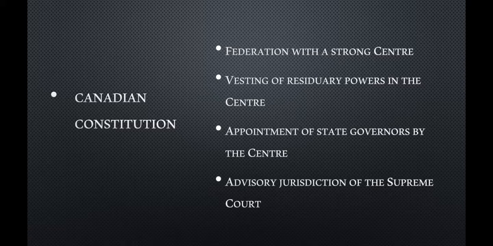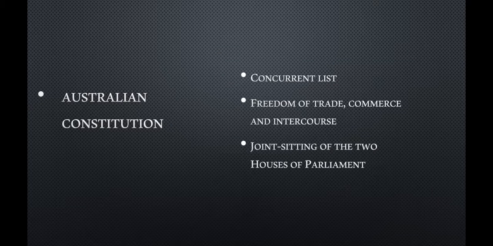Then Canadian Constitution, there are four features which are borrowed from Canadian Constitution. These are federation with a strong center, vesting of residuary power in the center, appointment of state governors by the center, then advisory jurisdiction of the Supreme Court. Then Australian Constitution, there are also three features borrowed from Australian Constitution, which are concurrent list, freedom of trade, commerce and intercourse, and joint sitting of two houses of parliament, that are Lok Sabha and Rajya Sabha.